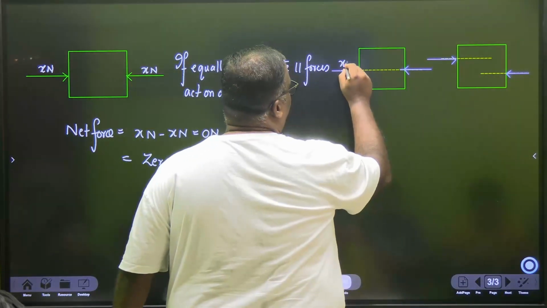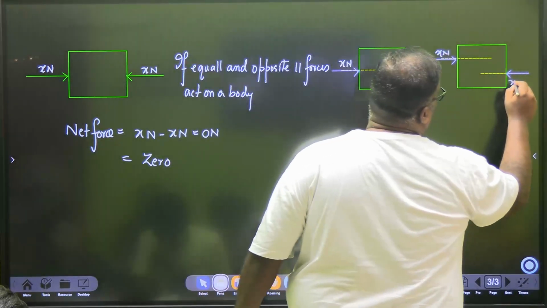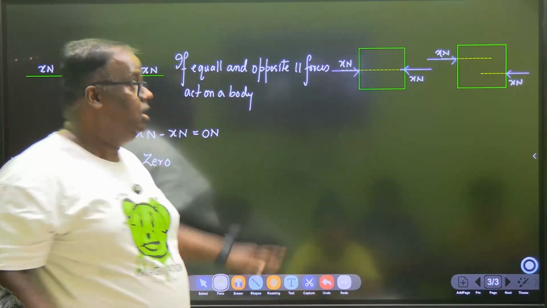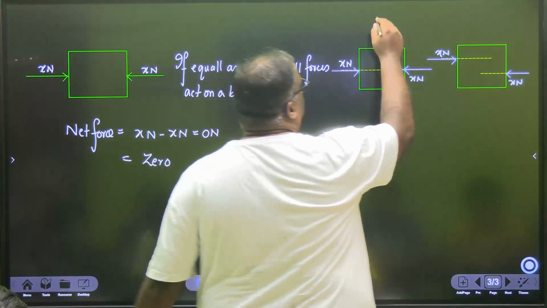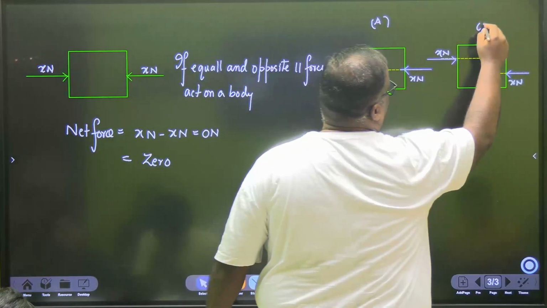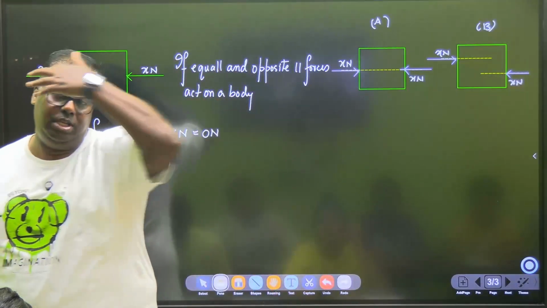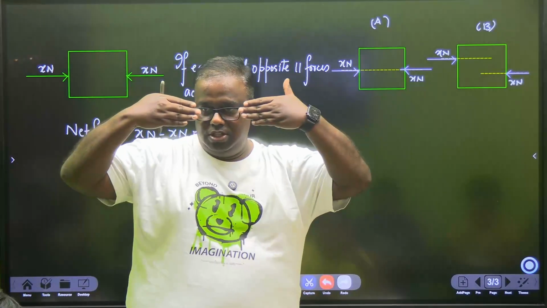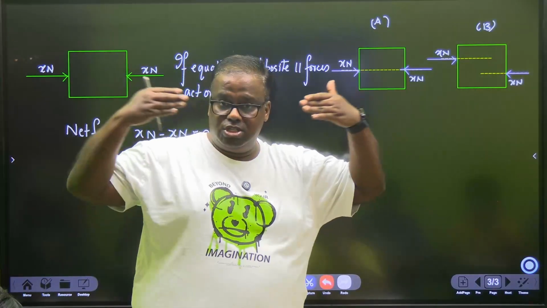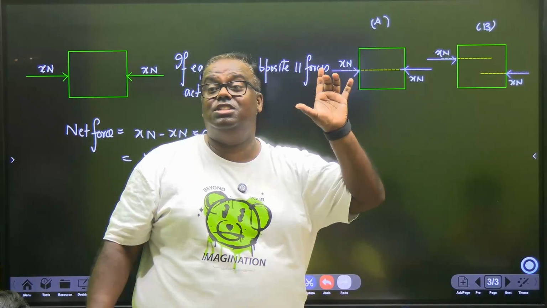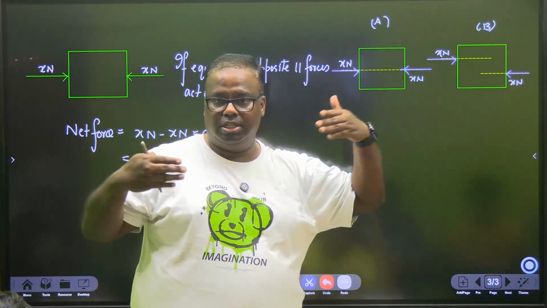Now see this scenario. A lot of stories will be there. Again, this is equal and opposite. Both the diagrams, say case A and case B. In both the cases, the body is subjected to equal and opposite forces. Do you agree? X Newton. Let's put our first day's learning here: a body is at rest, both forces are acting on which side? What characteristic will you see? Change in shape and size. This also is the same thing. Both forces are acting, right?